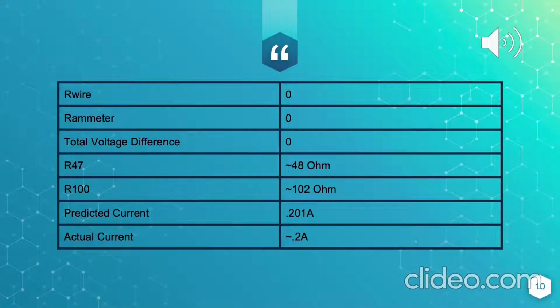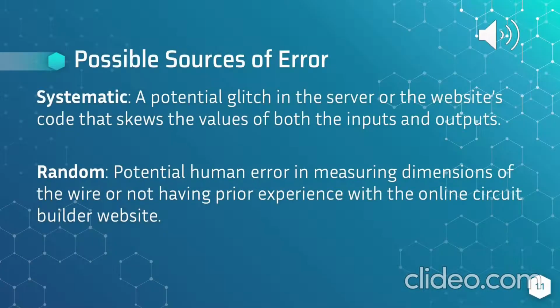Before I get into how I calculated my results, here are the results for my experiment. In the later parts of this lab report, I will detail how I concluded and derived each of these values. While possible sources of error were not many because it was done on the internet, I concluded that a systematic error could be a potential glitch in the server or the code, which would skew the values of both the inputs and outputs if something were to be coded wrong within the forum.